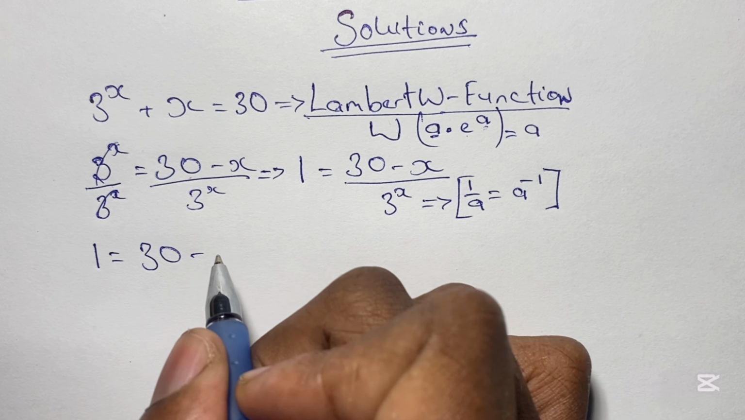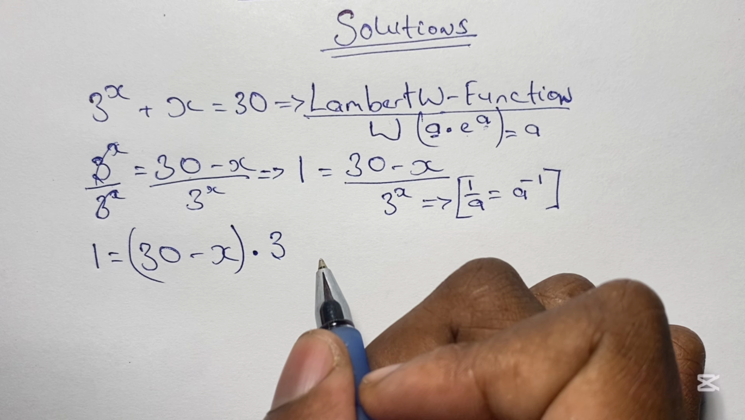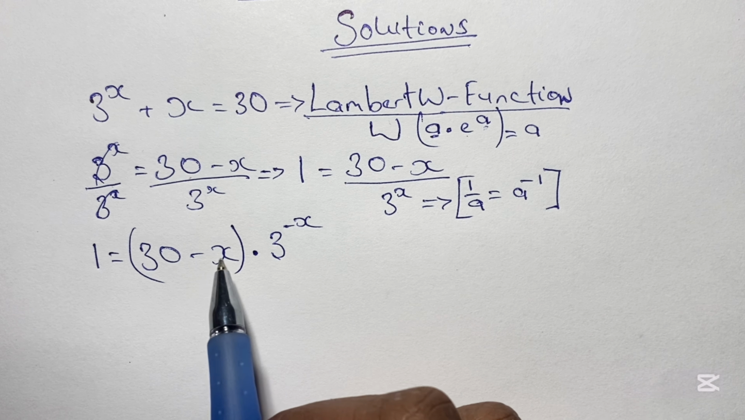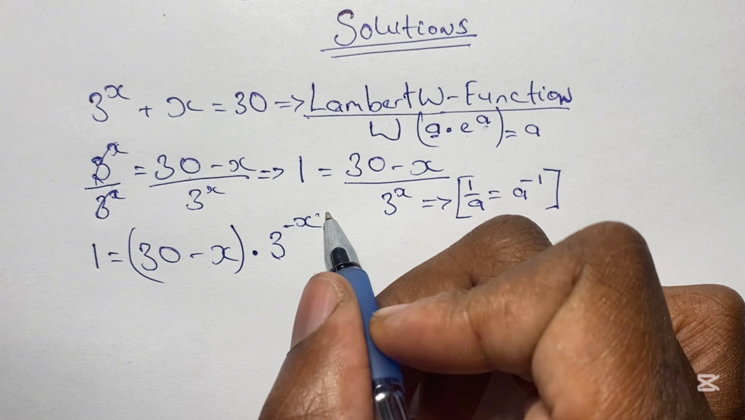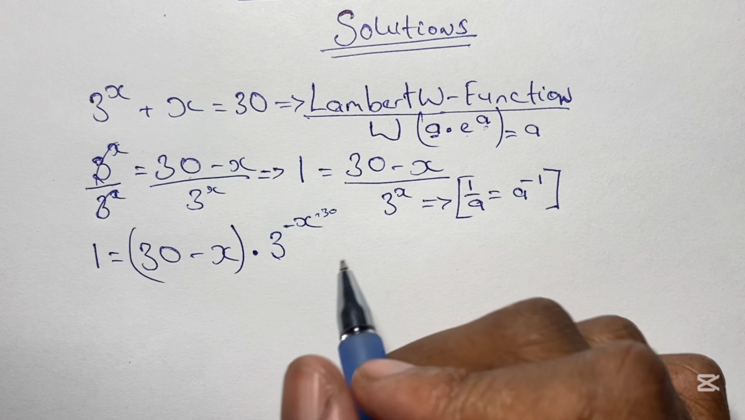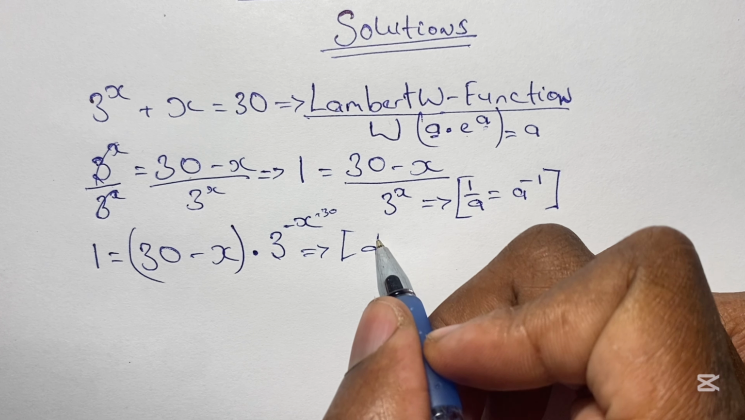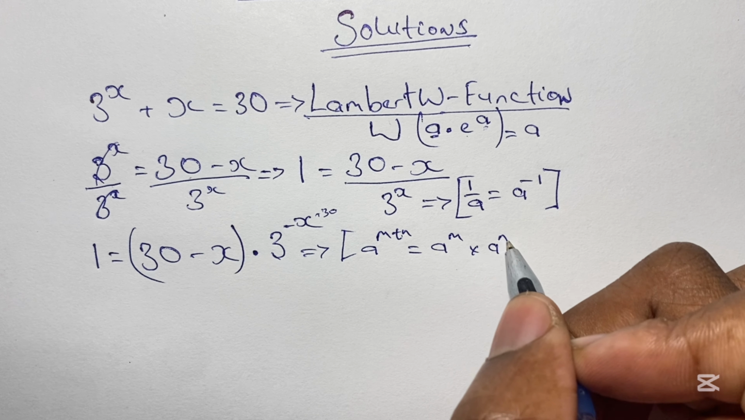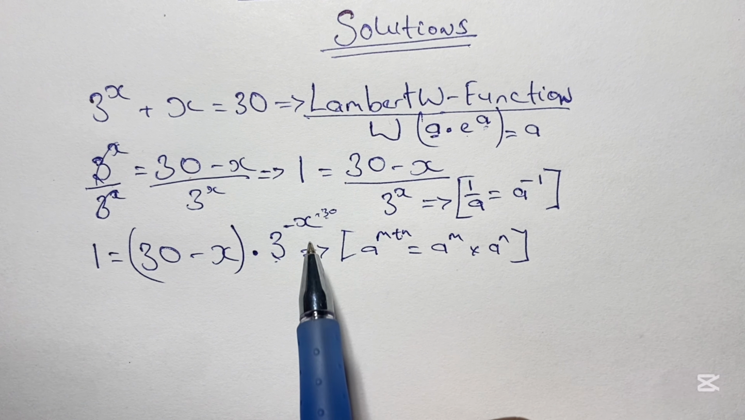So from here we rewrite this as follows. 1 is equal to 30 minus x, in brackets, then we put that multiplication there, and then we'll have 3 to the power of negative x. Here we see we have negative x, but we also have 30, but here we only have negative x. We need to have 30 here in order to write this in the form of a times e to the power of a. And again, referring to laws of indices, we know that a to the power of m plus n, because we want to have plus 30, is the same as saying a to the power of m times a to the power of n. And that is how we can get the plus 30 there.